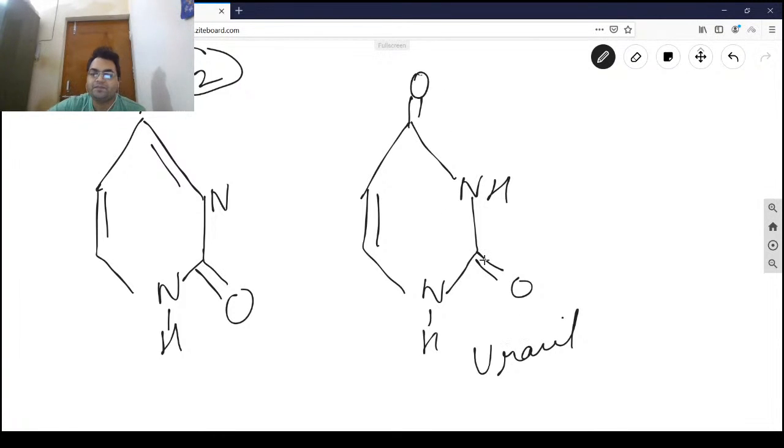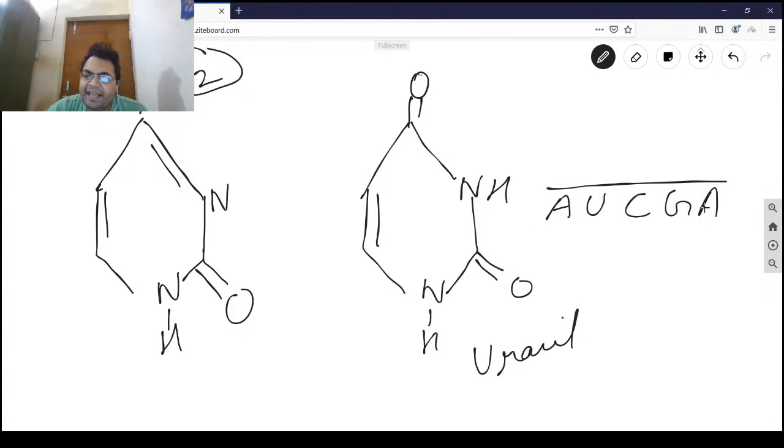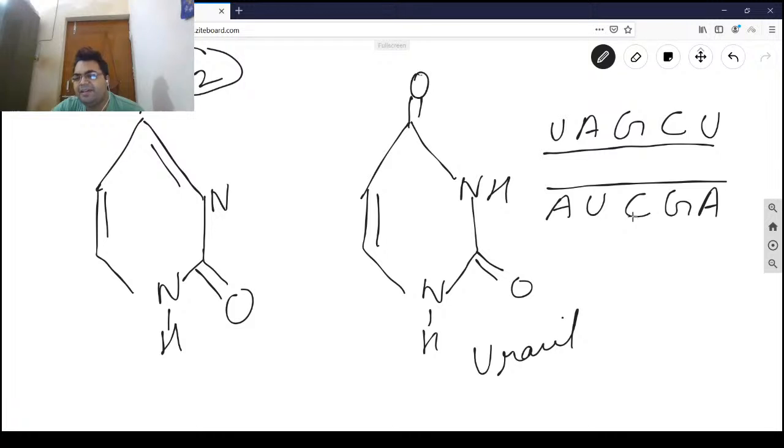what you get is uracil. Suppose in this strand of RNA, you had A, U, C, G, A. Then the complementary should have been U, A, G, C, U. Okay, this should be the complementary. But suppose this cytosine has been deaminated to form uracil. Now the new sequence is A, U, U, G, A.